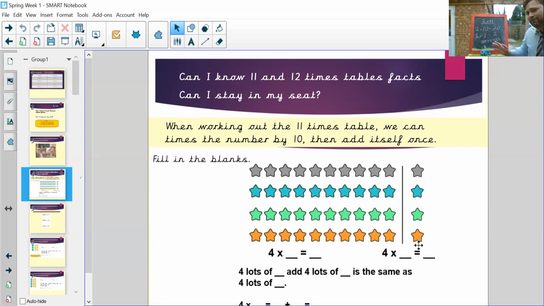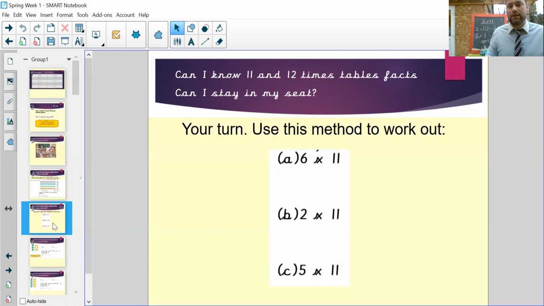That's the same with every times table that we have in the 11 times table. So if we come back to the picture that you can see on the board here, we've got 4 lots of 10 add 4 lots of 1, which is the same as saying 4 lots of 11. And that works with every single times table where you're multiplying by 11. So use this method to help work out the following.